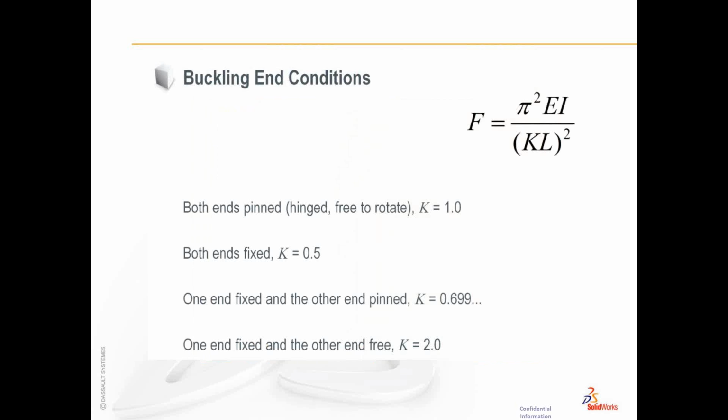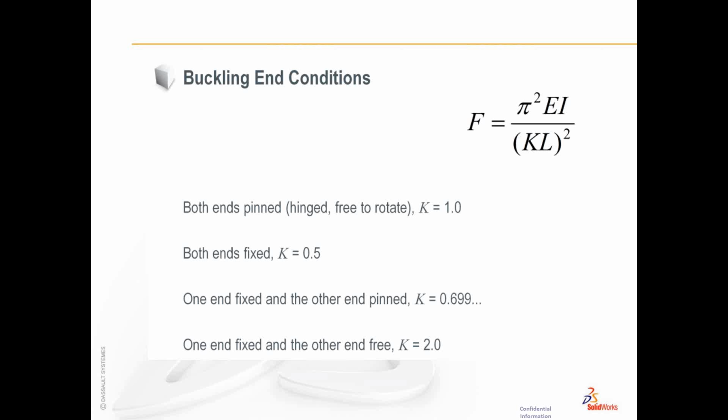So as I mentioned, K is a factor that changes the effective length of the structure, thereby changing the critical load necessary to cause the onset of buckling. And some generic values for this factor can be seen here. So with both ends fixed, we have a K of 0.5. With both ends pinned, we have a K of 1.